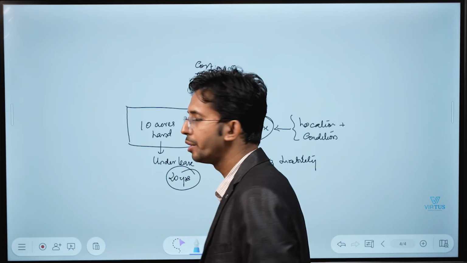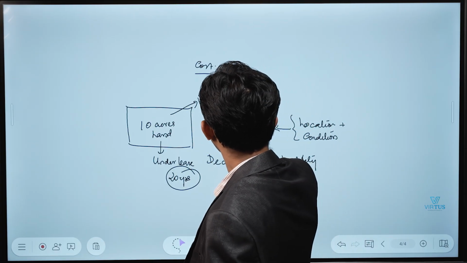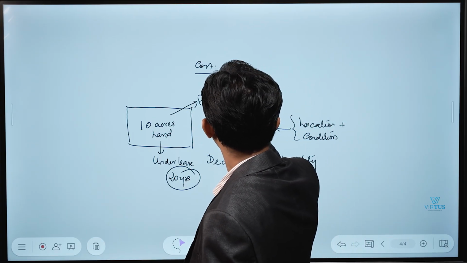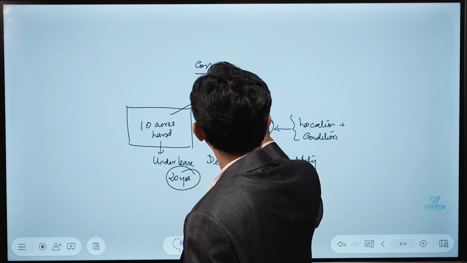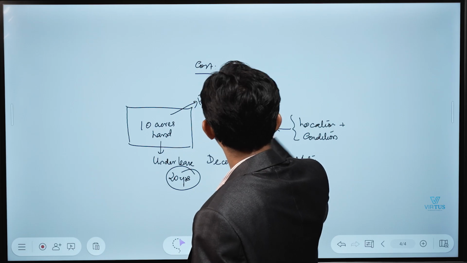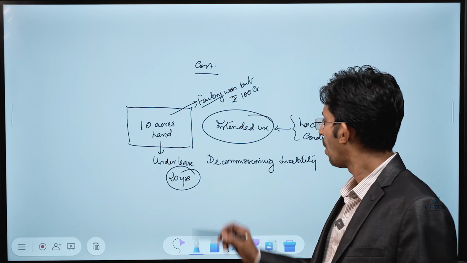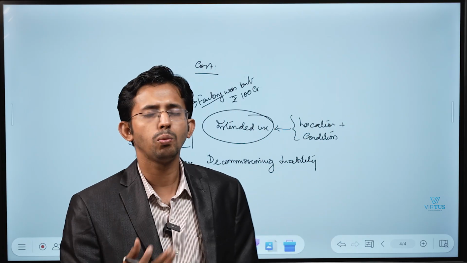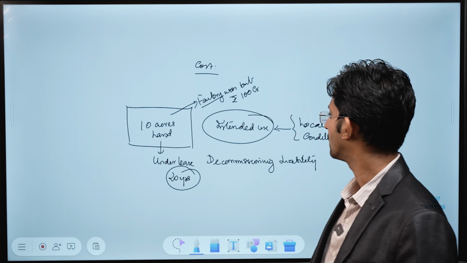Okay, and what did you do? On this land you built a factory. For building this factory, you incurred something around, let's say, 100 crores. You spend 100 crore and you build that factory. Now, of course, this factory and all assets will become property, plant and equipment.